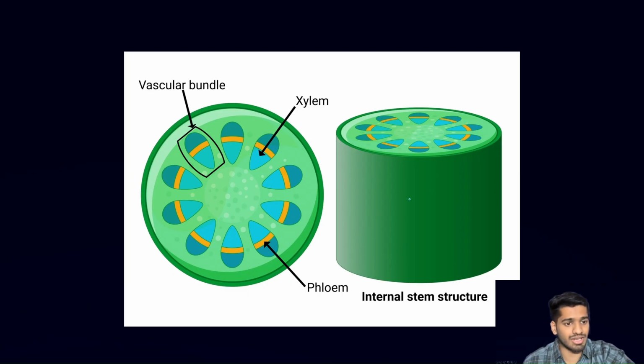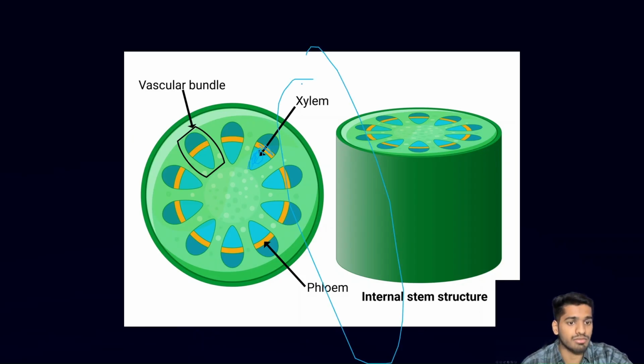Now, if you look closely, here is a transverse section of a stem. So imagine this is a stem and I'm going to cut it in this way, and I'm going to look at it from above. If you look closely, at the center we have xylem and next to it we have phloem.